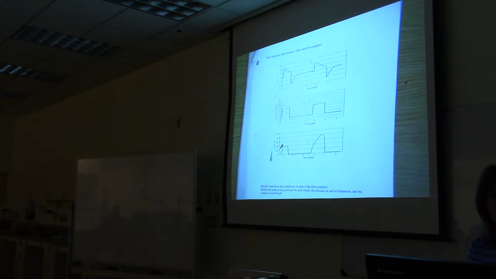The volume in, the volume out. So the steepest part is the maximum volume that went into the lungs, and then at that point, that's exhalation. So how much volume went into the lungs on this breath? 400 milliliters. Okay, good.